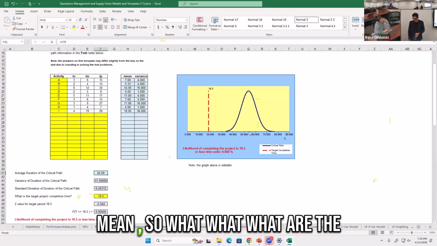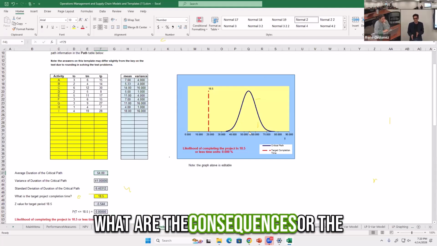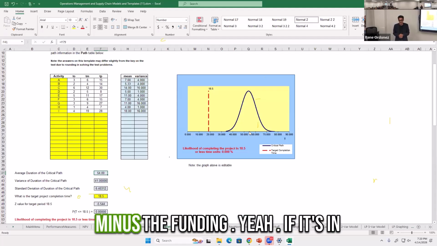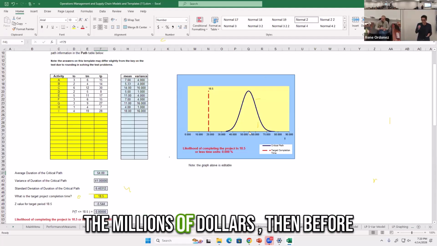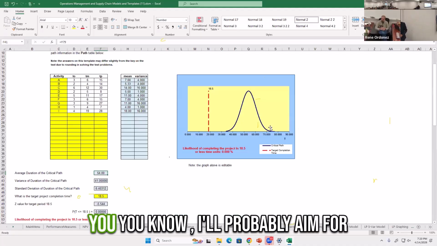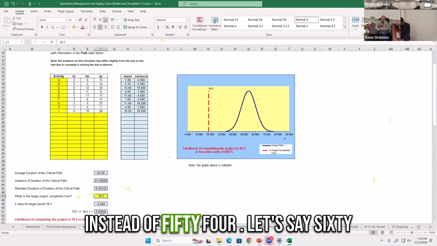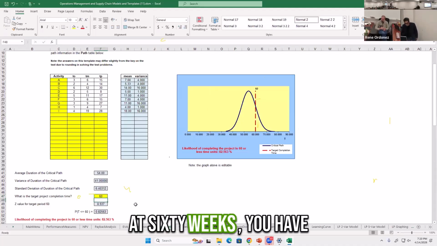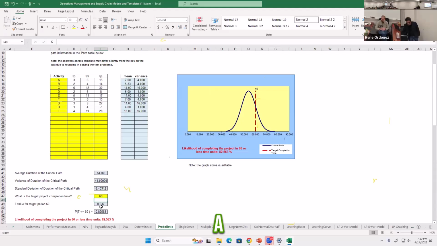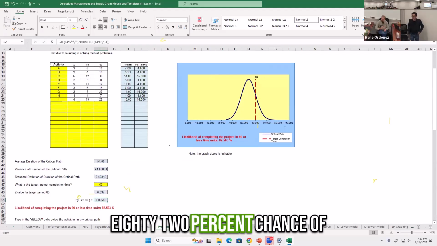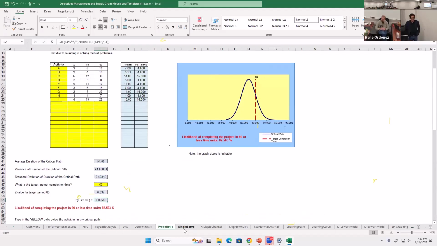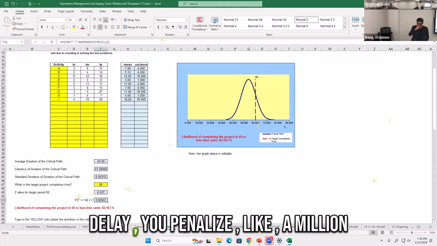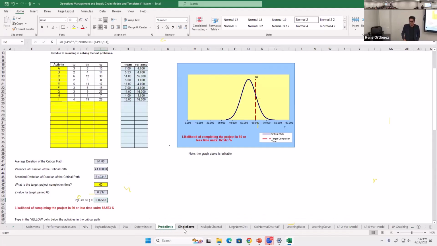That's a lot. So what are the consequences or the costs tied to project delays? Depending, if it's in the millions of dollars, then you probably would want to say, hey, instead of 54, let's say 60 weeks. At 60 weeks, you have an 82% chance of completing the project on time. If for project delay you penalize like $1 million per day.